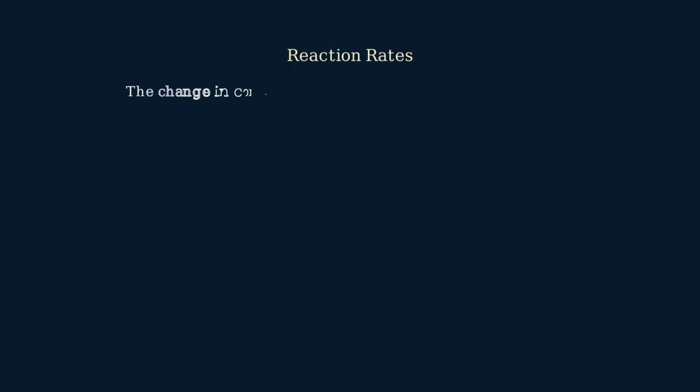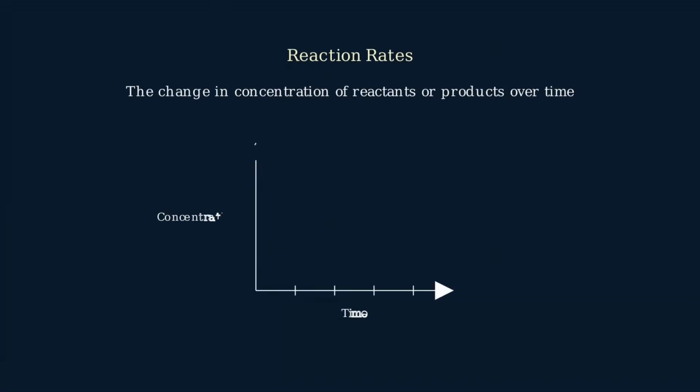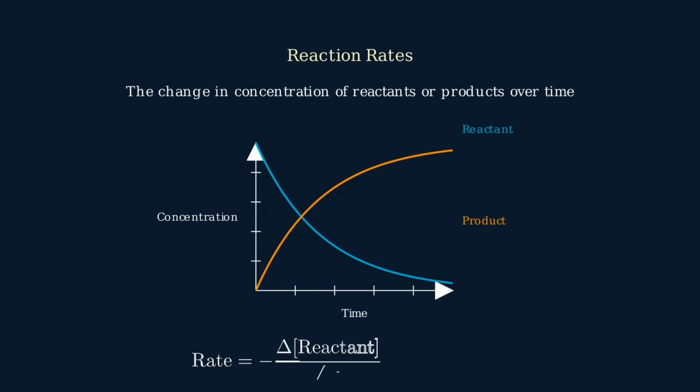Reaction rates measure the change in concentration of reactants or products over time. As a reaction proceeds, reactant concentration decreases while product concentration increases. The rate can be expressed mathematically as the negative change in reactant concentration or the positive change in product concentration over time.